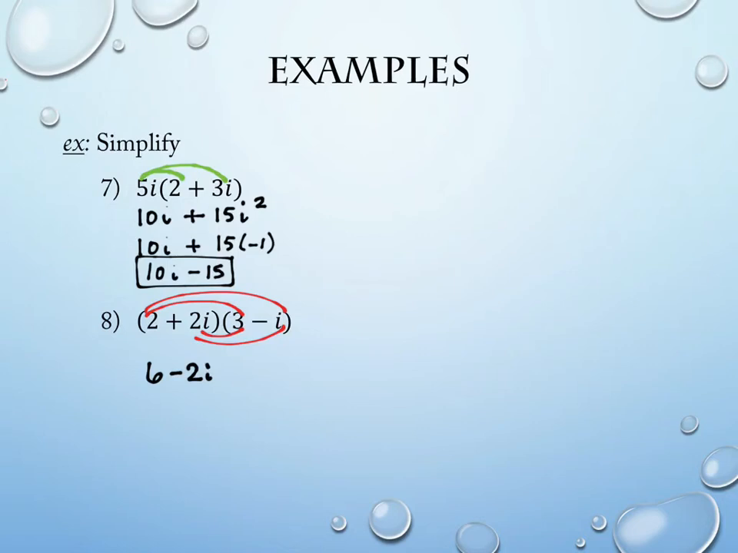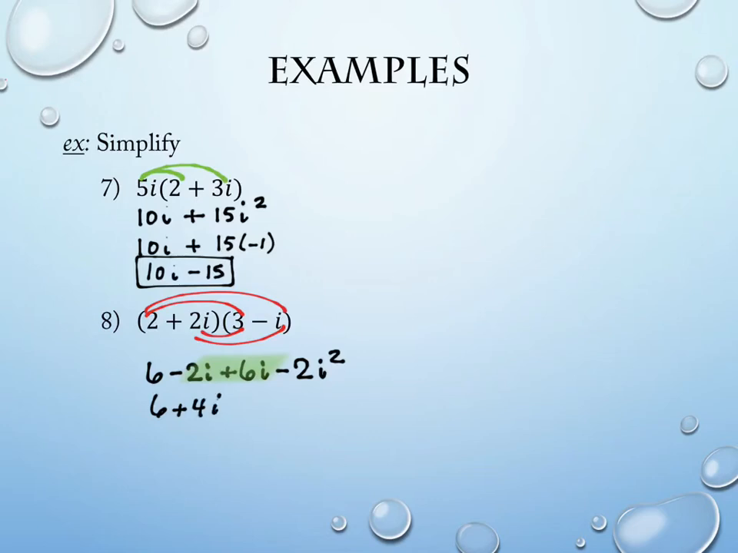Inner, 2i times 3 is 6i. And then the last terms is 2i times negative i, or negative 2i squared. These two, of course, are like terms. So I've got 6 plus 4i.